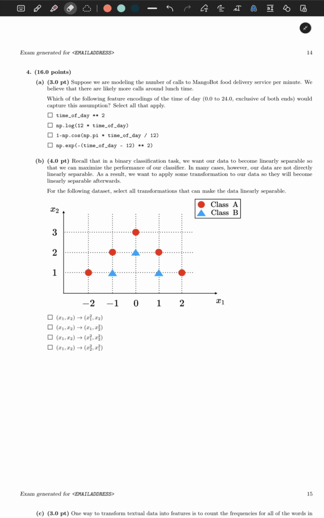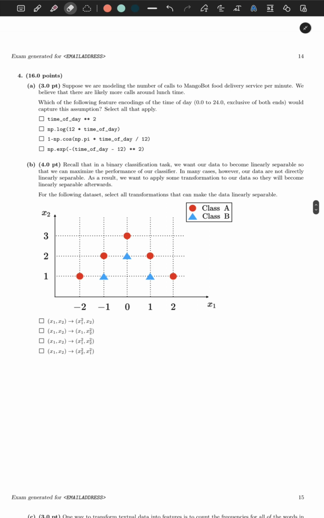For part A, suppose we are modeling the number of calls to Mangobot food delivery service per minute. We believe that there are likely more calls around lunchtime. Which of the following feature encodings of the time of day, 0 to 24, exclusive of both ends, would capture this assumption? Select all that apply.